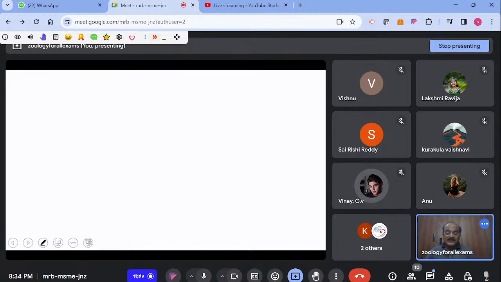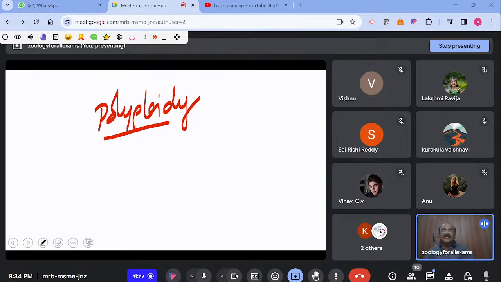For example, there is no geographical isolation. Still, evolution happens by a mutation called polyploidy. So what is polyploidy? There is Gossypium herbaceum. This is cotton. Its configuration is 2n.